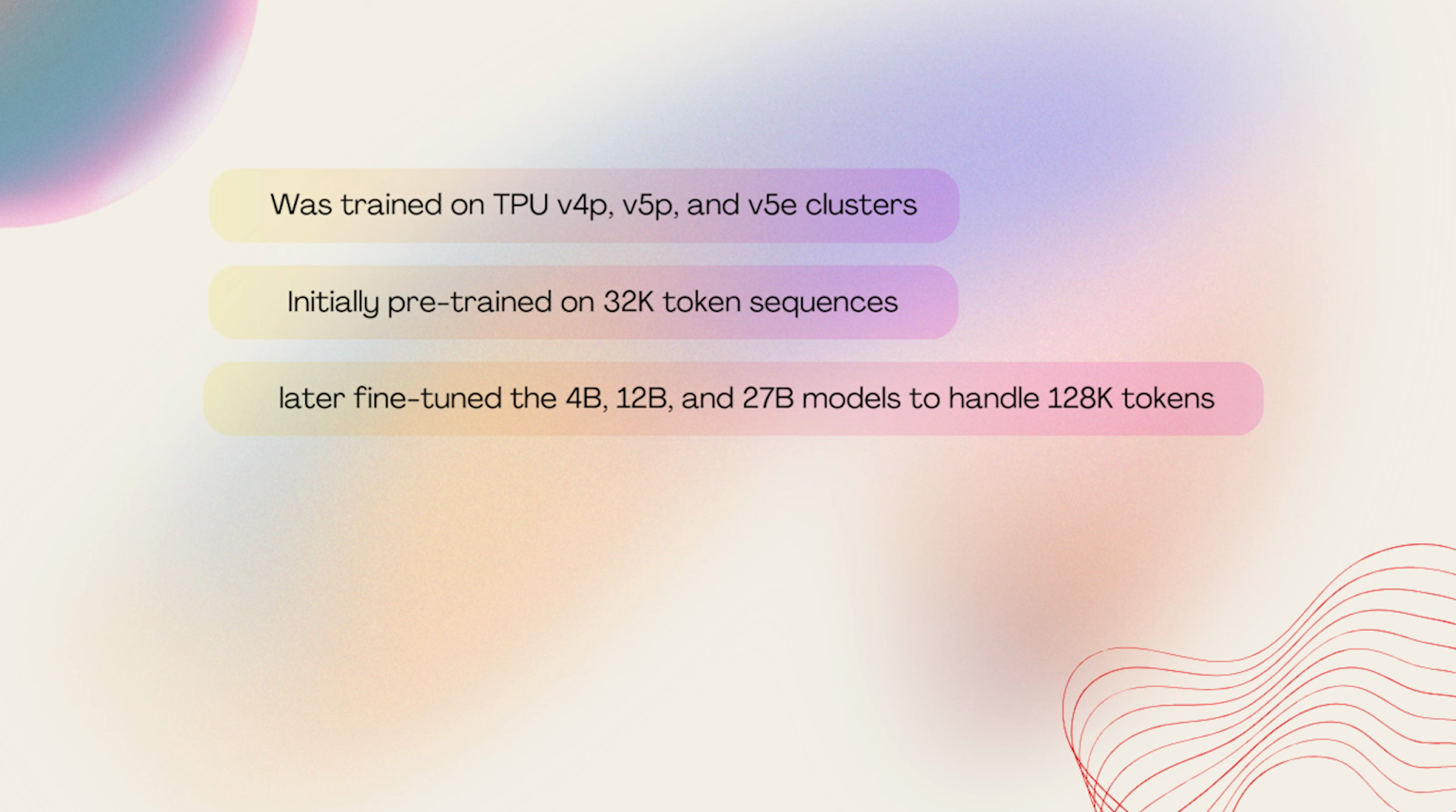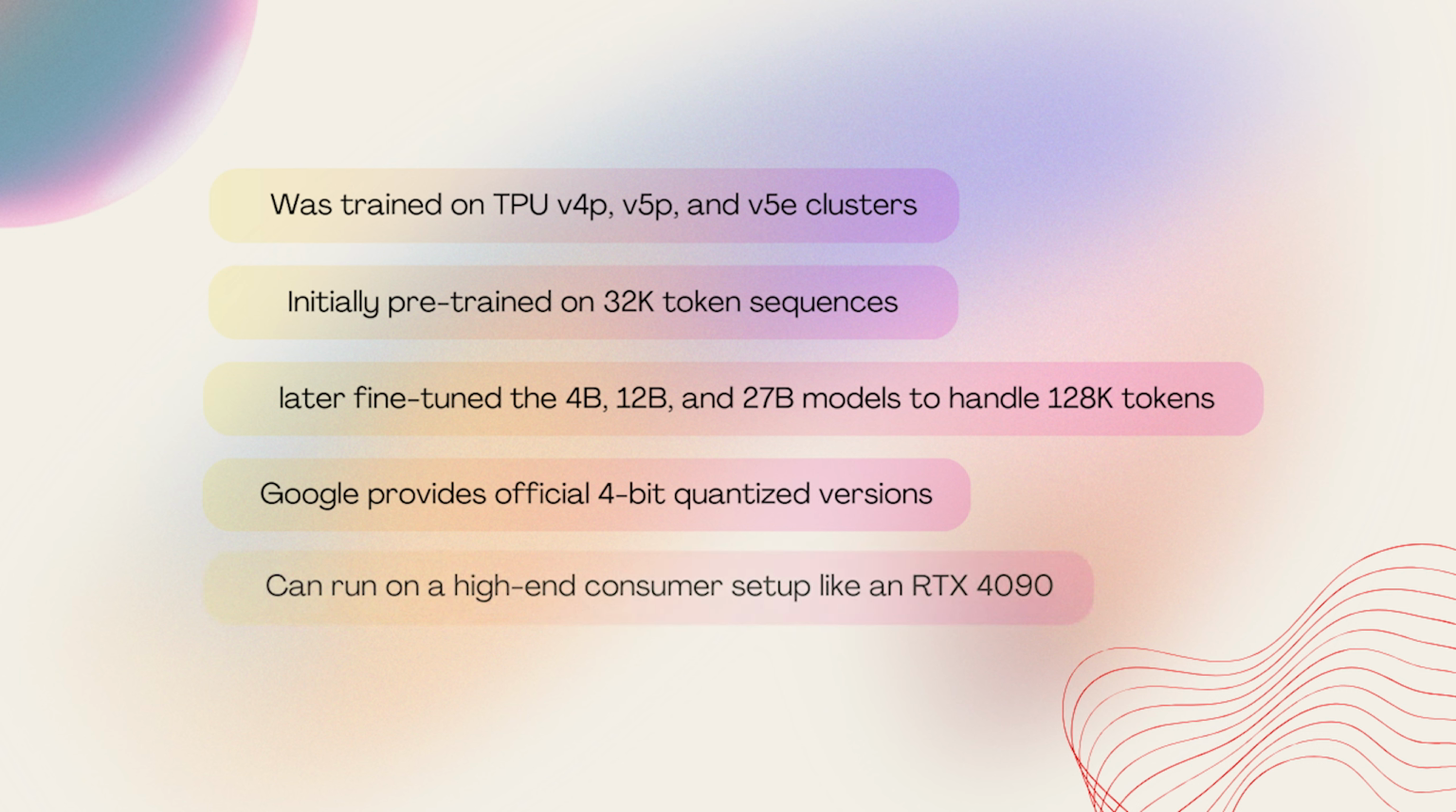Quantization is another huge advantage here. Google provides official 4-bit quantized versions, reducing memory and compute requirements without a significant drop in accuracy. That means the 27B model, normally requiring enterprise-grade GPUs, can run on a high-end consumer setup like an RTX 4090, making cutting-edge AI accessible to researchers, developers, and even enthusiasts.